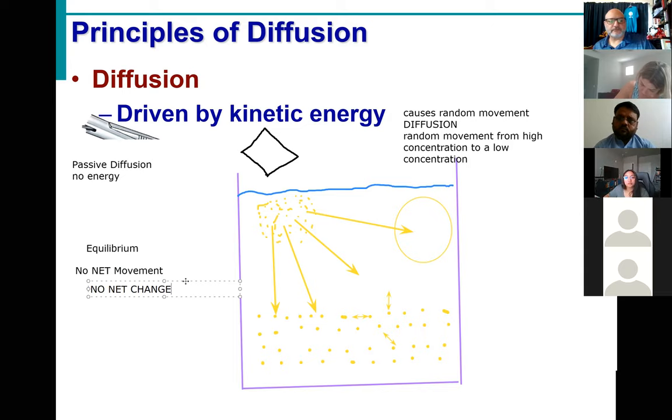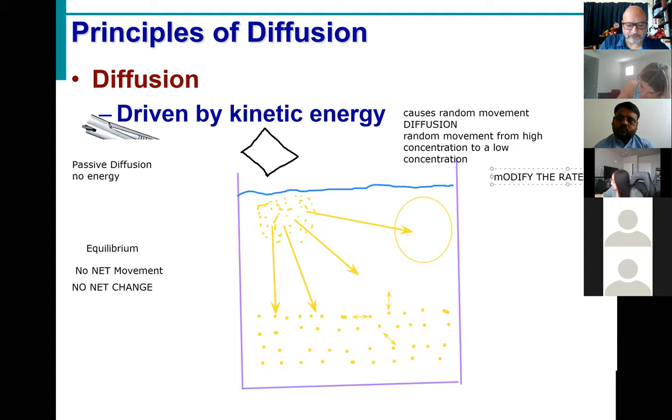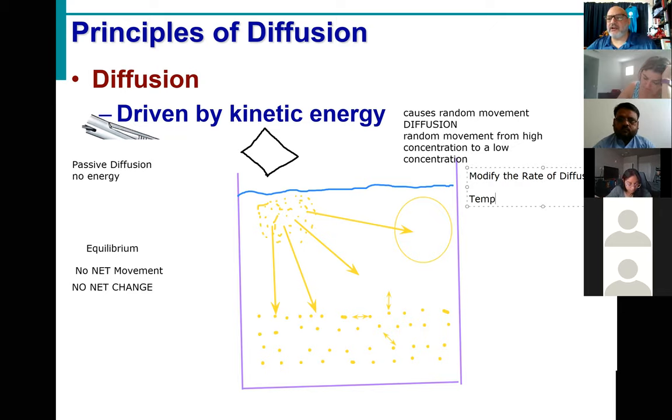All right. Now, that doesn't mean there aren't ways we can improve or modify the rate of diffusion. Alfreda, as already mentioned, temperature. As we change the temperature, if we increase temperature, what happens to the rate of diffusion? Increases, the particles are moving faster. Right, and if we decrease temperature, what happens to the rate of diffusion? Slows down, all right.